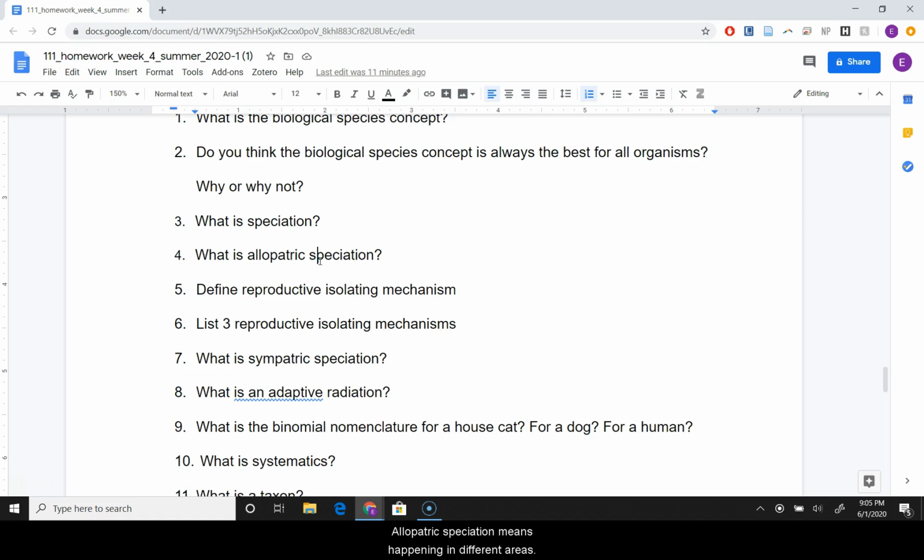Allopatric speciation means happening in different areas. The classic example of this would be like, okay, an earthquake caused a river to move and then suddenly your population is split in two. That would be allopatric speciation. Speciation that happens in different areas.